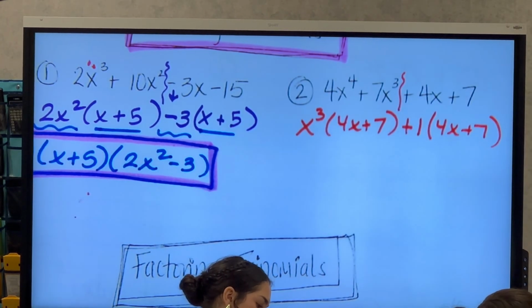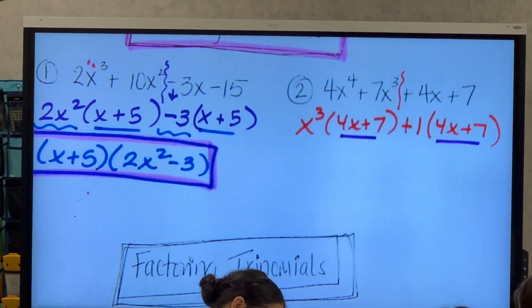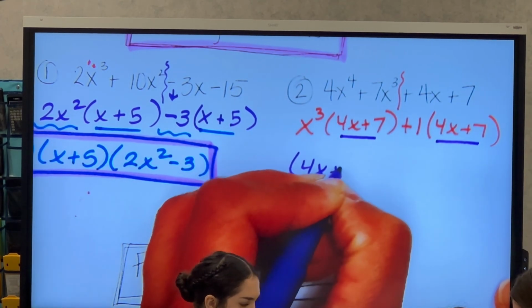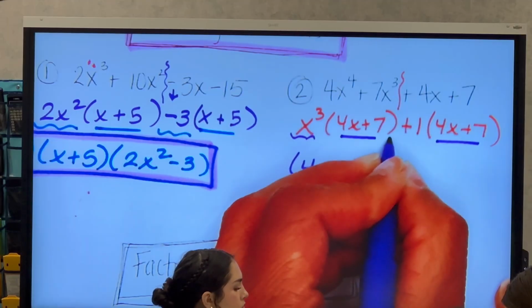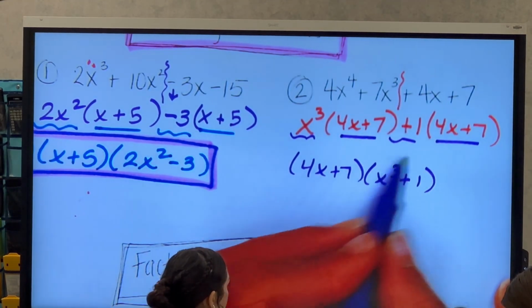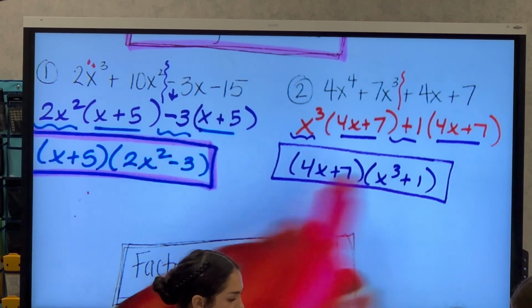All right, and then we have the same expression in the parentheses, which means it is factorable, and we're doing it right. And 4x plus 7 is one of the factors. And then the leftovers are the x cubed plus 1. You slap them together like you do for dinner on leftover night. And there it is. Okay, good job.